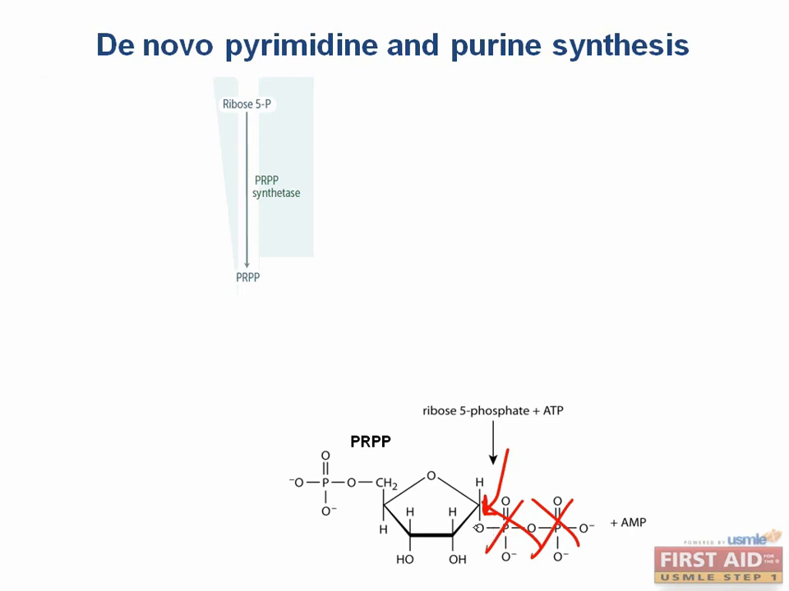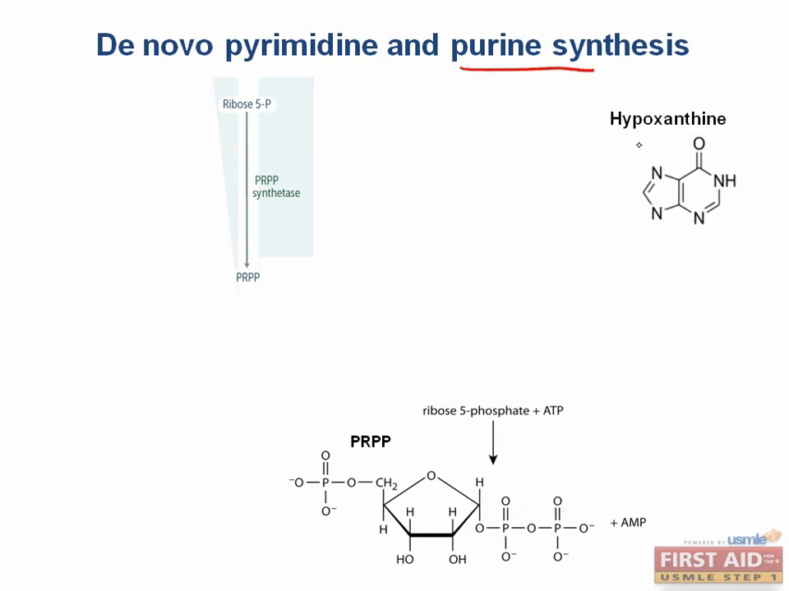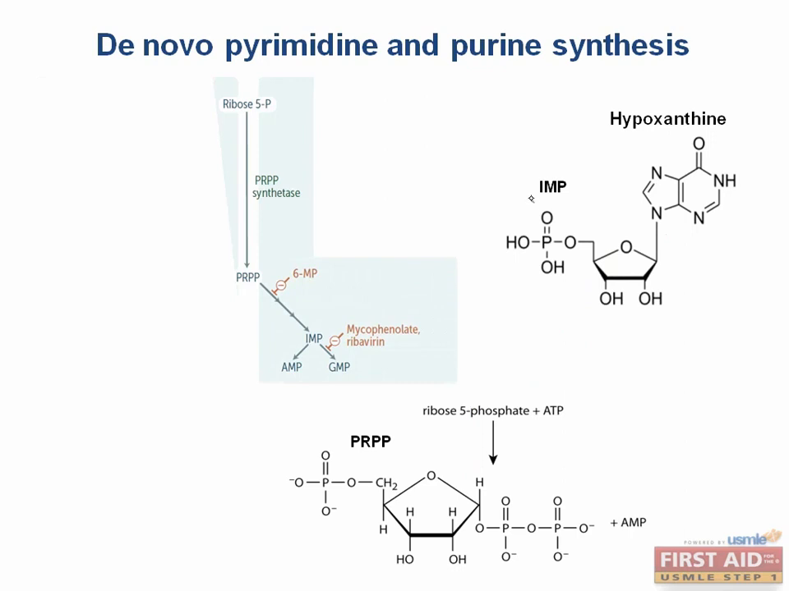Okay, so PRPP is used to make both purines and pyrimidines, but we'll start with purines because they're easier. For purine synthesis, we're going to add a precursor base called hypoxanthine, which looks like the other purine bases, onto our PRPP, which results in a nucleotide called IMP, or inosine monophosphate. From here, modification of functional groups on the base, hypoxanthine, will convert this either to AMP by converting this ketone to an amine group, or GMP by adding an amine group here.